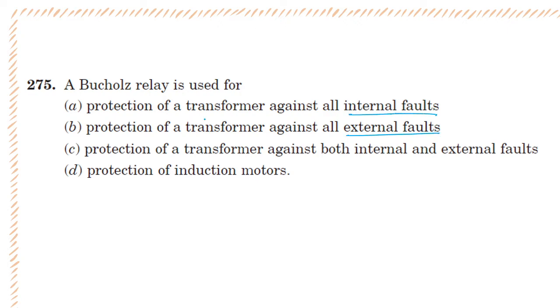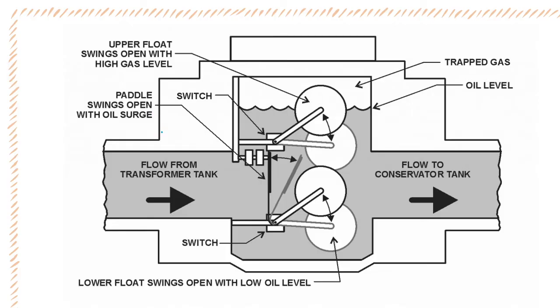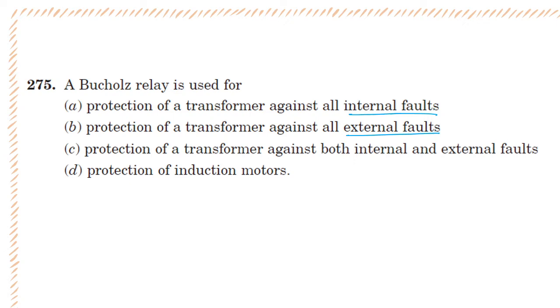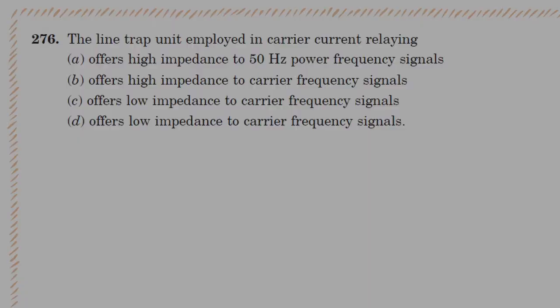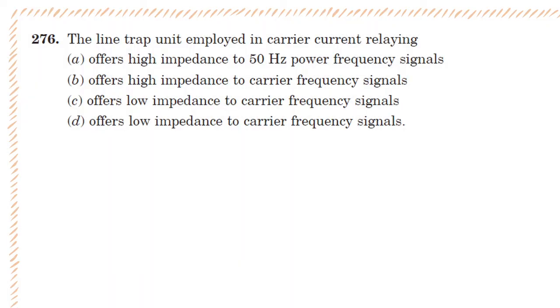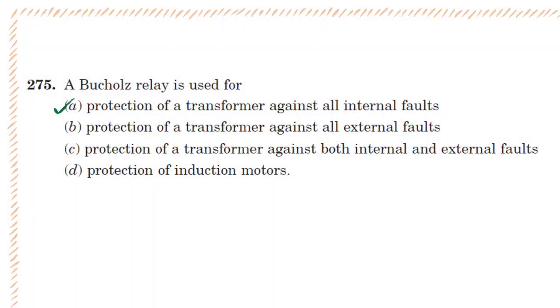So we need to understand this relay functions completely based upon the level of oil inside the transformer tank, right? So it depends completely on the level of oil. It doesn't even depend upon external parameters or external faults happening, right? So it depends completely on the internal faults only. It is not at all depending upon the external faults, right? So therefore option A is the correct answer. Protection against all internal faults that lead to a change in the level of oil in the tank, right? Oil level in the tank. So that is the answer. Option A is the correct answer.